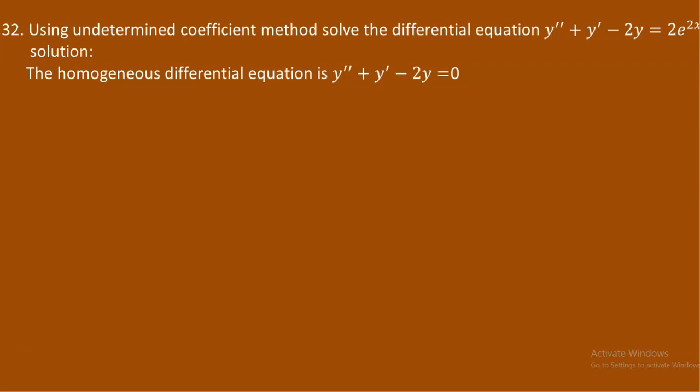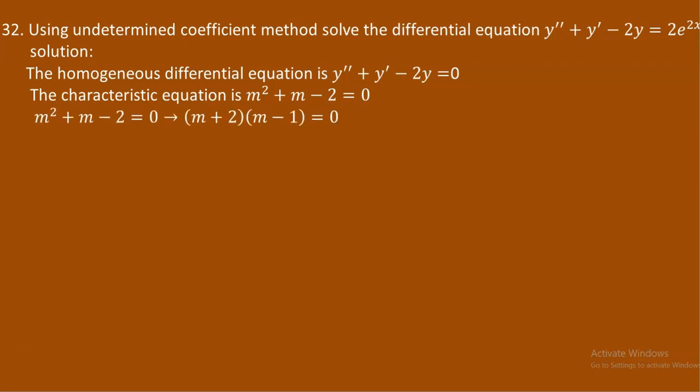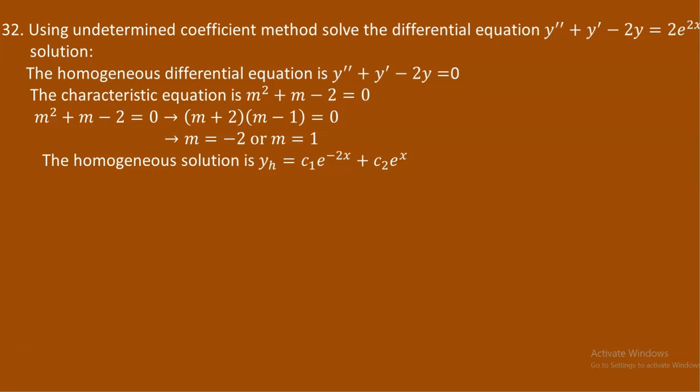The homogeneous differential equation for this is going to be this: y double prime plus y prime minus 2y equals 0. So the characteristic equation for this is going to be m squared plus m minus 2 is equal to 0. So think of two numbers again whose sum is positive 1 and product is minus 2. These are m plus 2 and m minus 1. So as you are solving this, you will obtain m values to be minus 2 and 1. So the solution for this homogeneous equation is going to be c1 e to the power of minus 2x plus c2 e to the power of x.